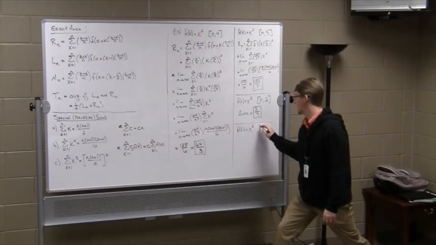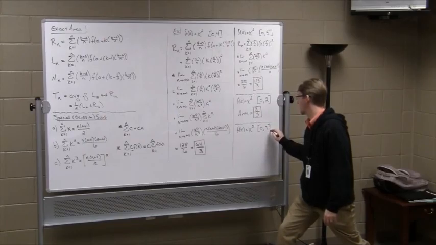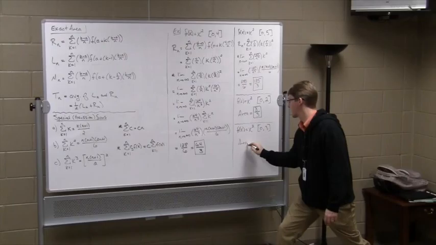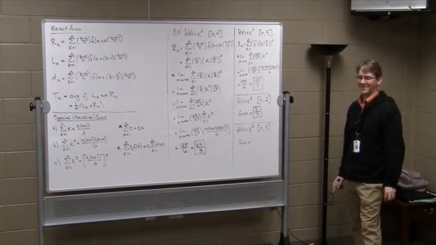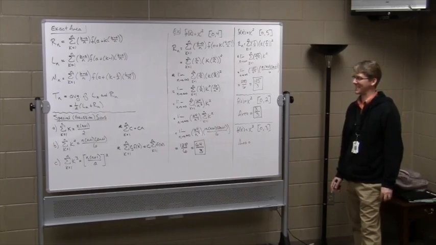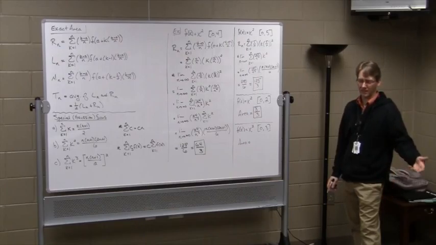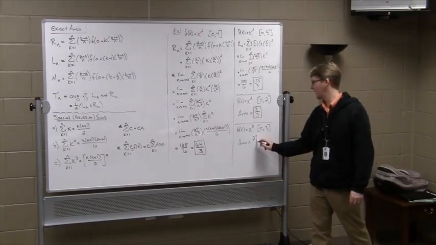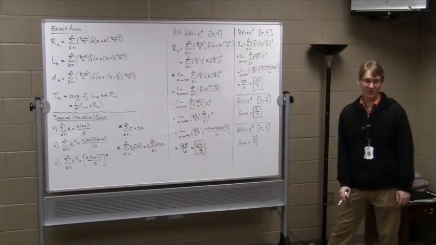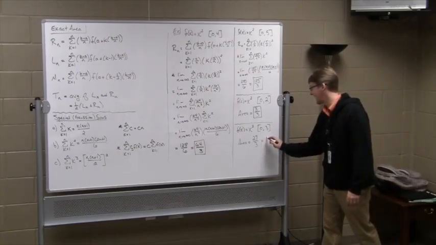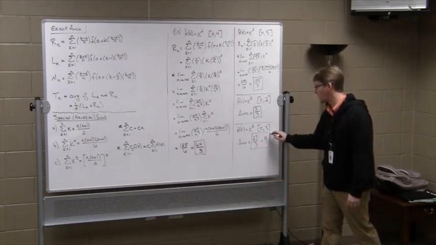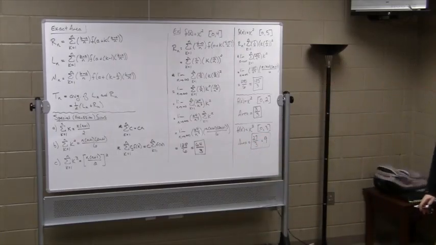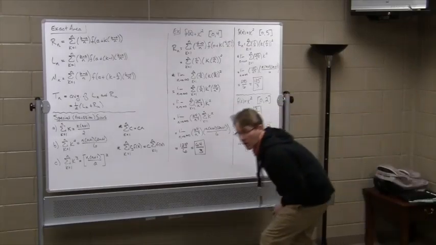X squared through the interval from 0 to 3. 27 over 3. You said 27 over 3? Somebody else can fix that. I do like that you said 27, I know why you're doing that. I'm glad that you got 27 over 3, but that is 9. By the way, these are correct.